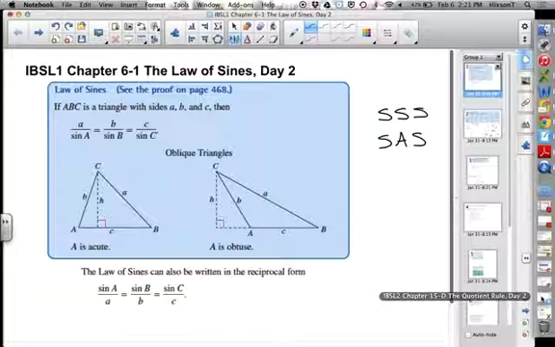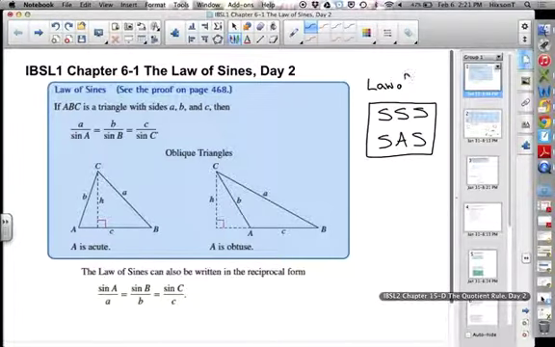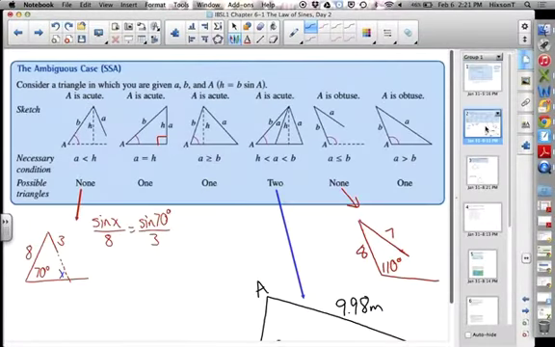Okay? Now that leaves us with side, side, side, and side, angle, side. How do we solve it if we know all three sides, we don't know any of the angles? Or how do we solve it if we know two sides and the angle between them? Those two cases will both be dealt with the law of cosines, which we'll look at next week. Alright? But we're going to look at this case for side, side, angle.